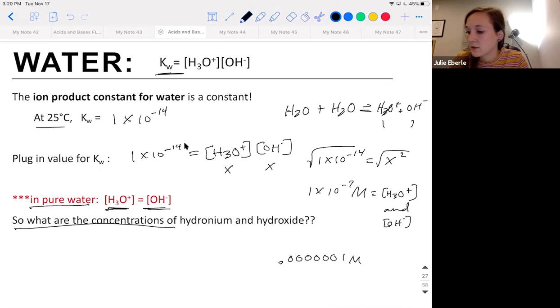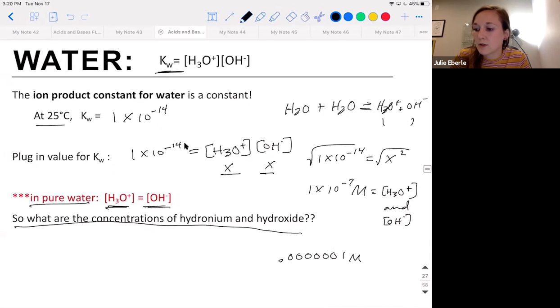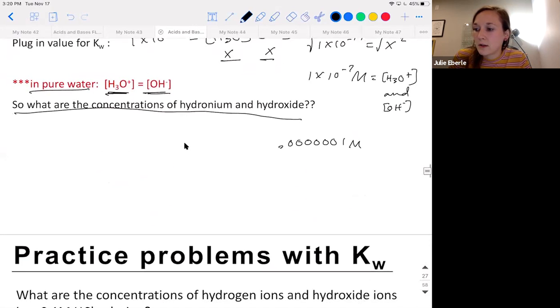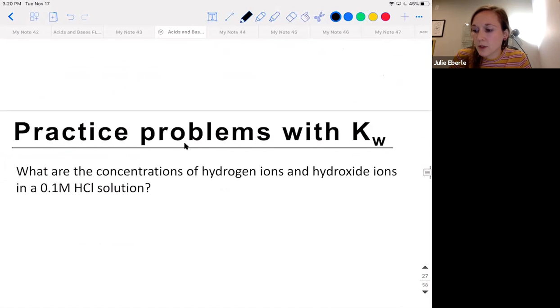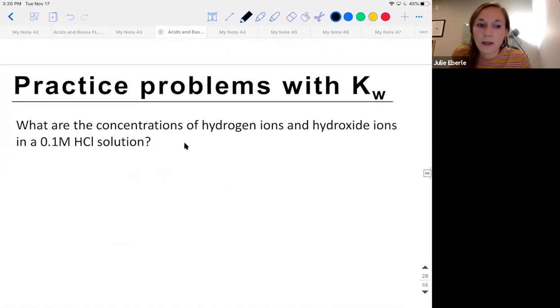So we actually just answered this question. What are the concentrations? Well, again, you plug in Kw, you can plug in X for these concentrations, take the square root, and that's how you get the concentration of H3O plus and OH minus. Okay, so we're going to do a few practice problems with Kw.